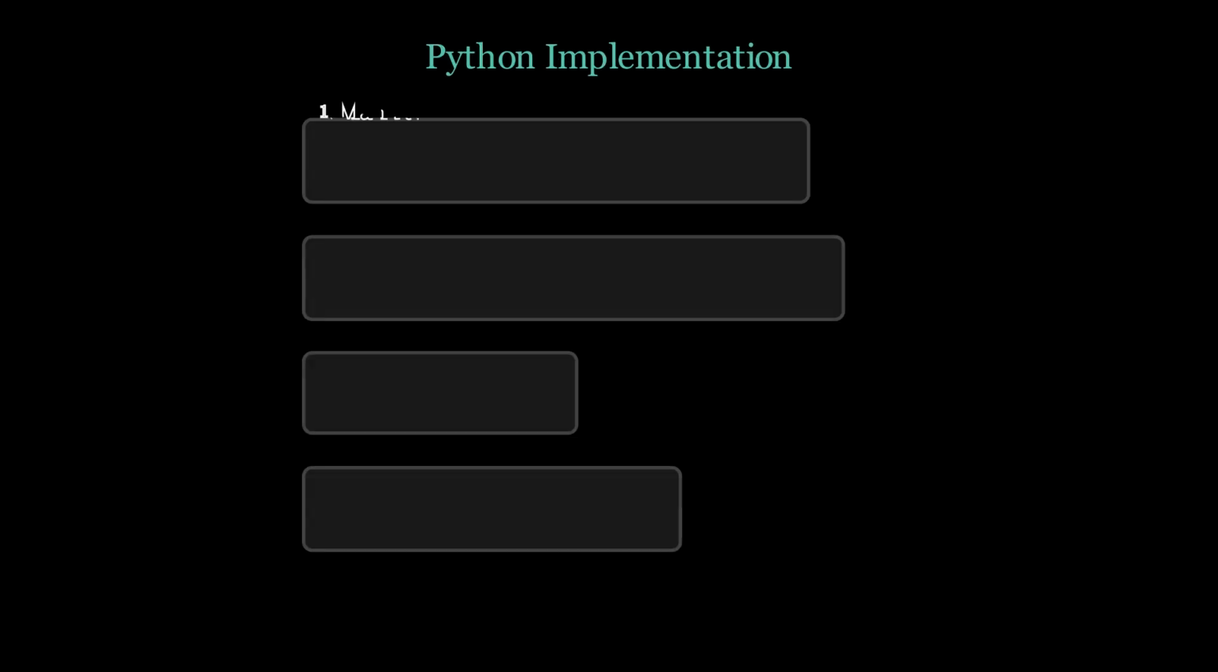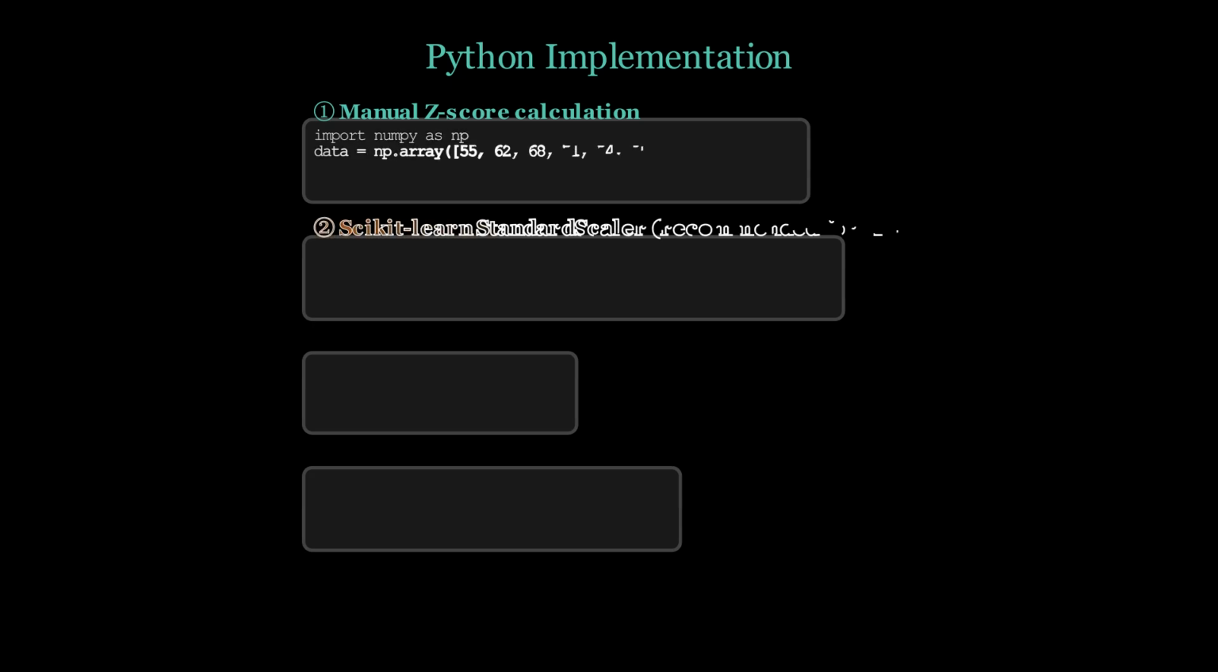Let's see the Python implementations for everything we've learned. First, manual z-score calculation with NumPy. Subtract the mean and divide by std. This gives you a NumPy array of z-scores matching the input array.